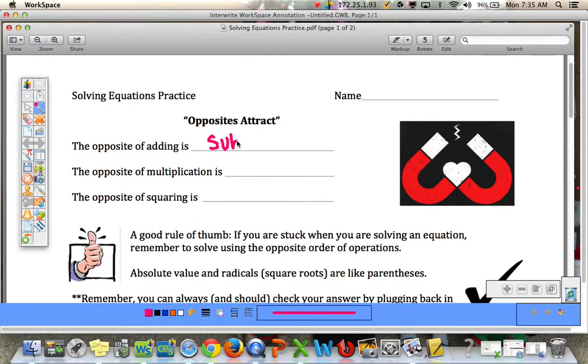So this is subtraction. Opposite or inverse of multiplying is dividing. And the opposite of squaring is square rooting.